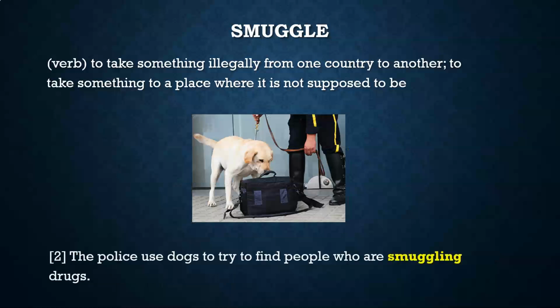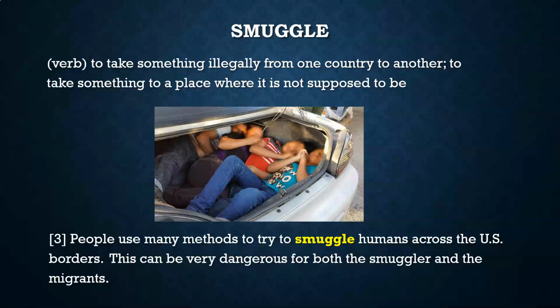Can you guess what this is? The police use dogs to try to find people who are smuggling drugs. And it's possible to smuggle people in addition to things. So this is an example of that situation. People use many methods to try to smuggle humans across the U.S. borders. This can be very dangerous, both for the smuggler and the migrants. So these people are being smuggled in the back of a car, which looks really difficult. 4 people in that trunk of that car.